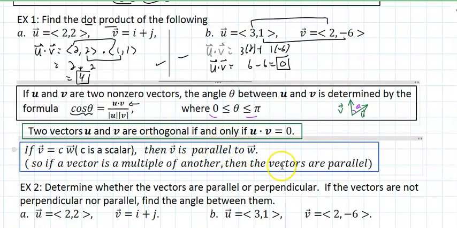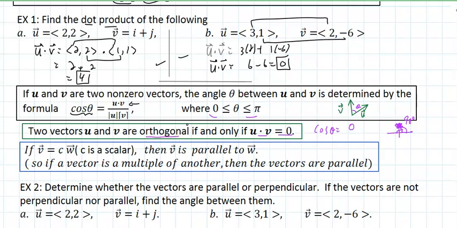So, if I take u dot v and I get it to be 0, that means the cosine of theta equals 0. And doesn't the cosine of theta equal 0 right there at 90 degrees? Doesn't that mean that those two vectors are orthogonal, which means they're perpendicular?